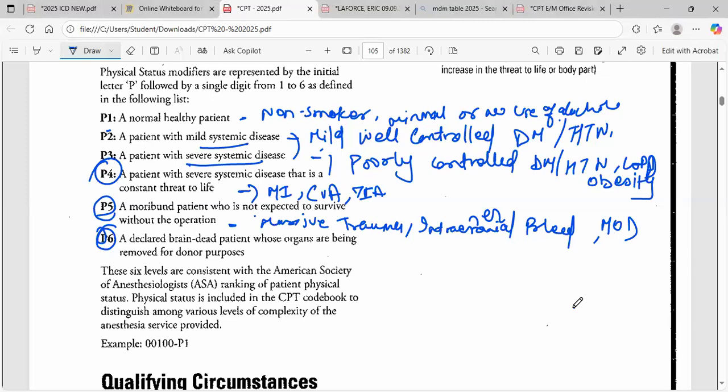Now I'm going to mention a particular disease here. You have to tell me what P modifier we have to append for that condition. So let's say patient is a current smoker. What will be the P modifier for that? Tell me, if the patient is a current smoker, then what will be the modifier?